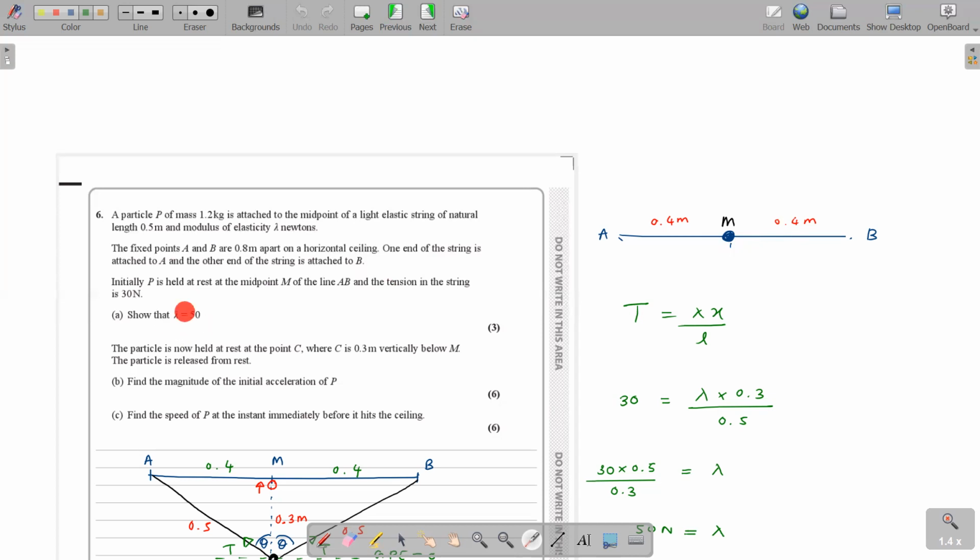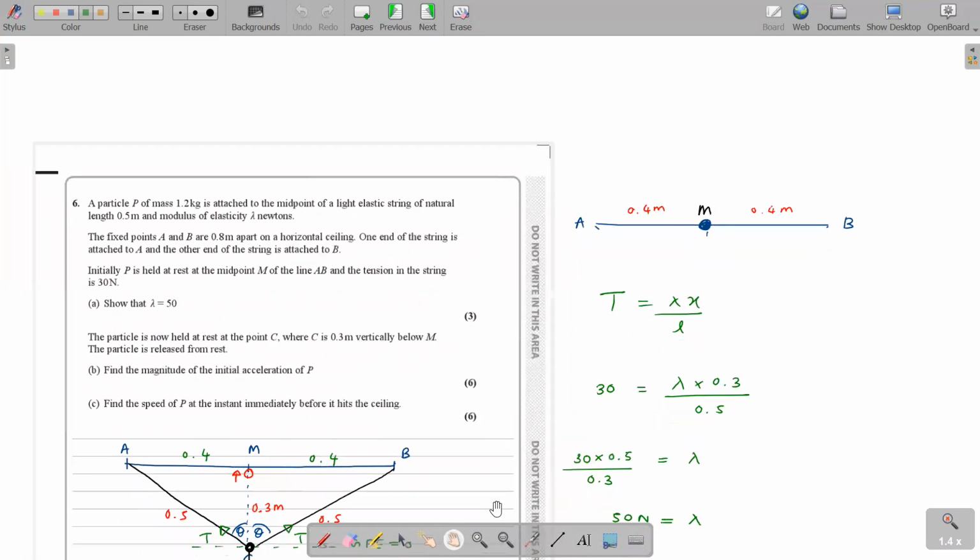So how do we go about showing this? They just want you to show the lambda value, right? They've given you the tension of the string, so you really don't need to do anything much here. You just need to show that lambda is 50. In this question, it's best to read the rest of it also, because they say the particle is now held at rest at the point C, which is 0.3 meter vertically below A. That is a different story. So just read through this a little bit before you start.